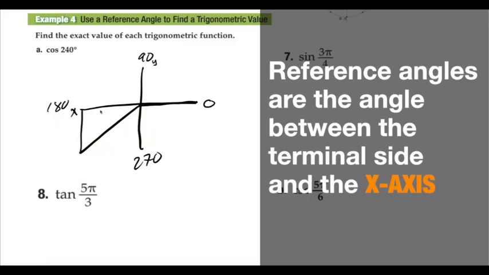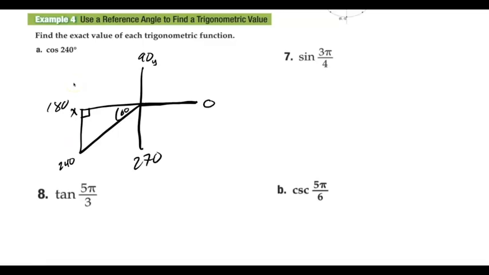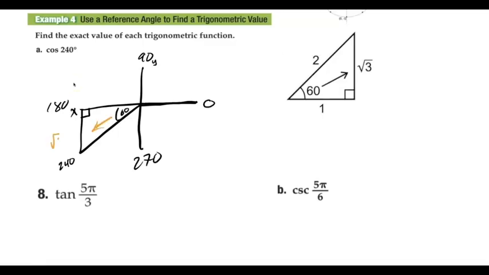So we're going to go straight up, make a right angle. This was 240. How much is the reference angle? This is 180. This is 240. They are 60 apart. So this is 60. And again, we should know a 60-degree triangle. So that is rad 3, because 60 is big. Hypotenuse is always 2, and this is 1.